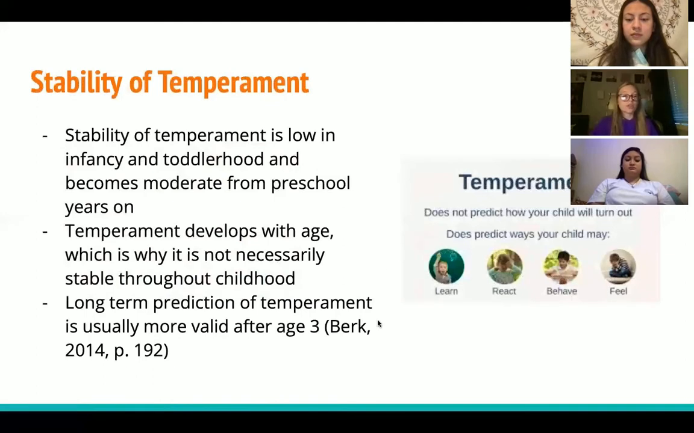Long-term prediction of temperament is usually more valid after the age of 3. For example, young children with either fearful or irritable temperaments who experience patient, supportive, and warm parenting will gain the most capacity to manage their emotions. While if they're exposed to negative or unresponsive parenting, these children will often end up with low effortful control.